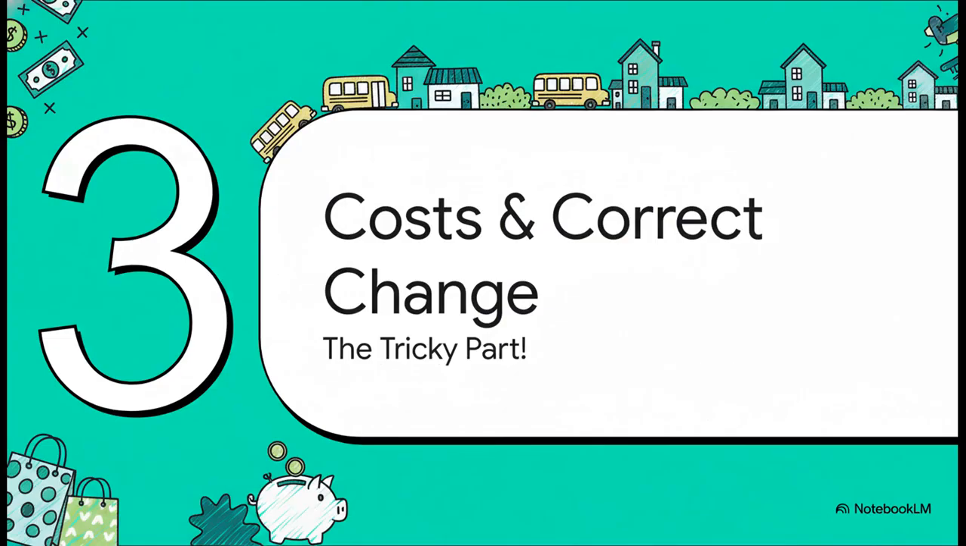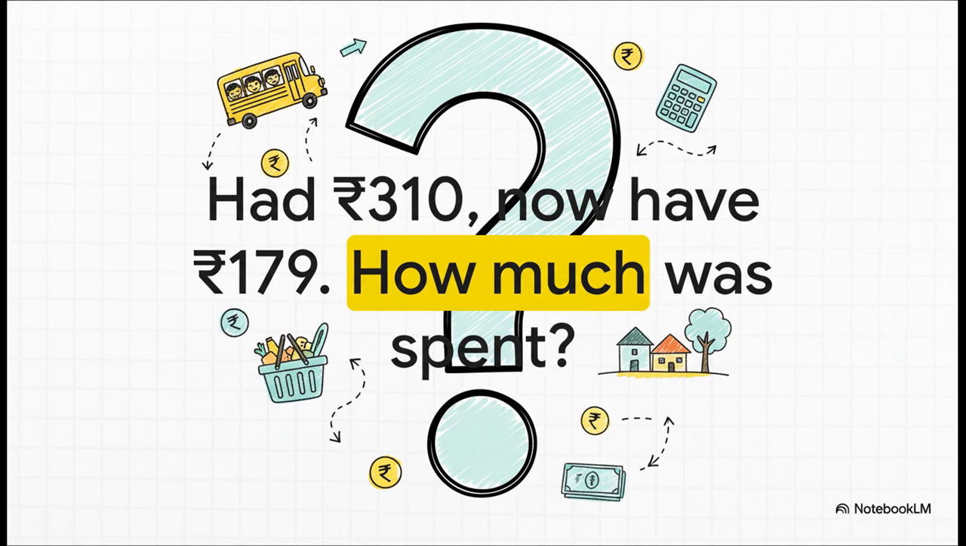Okay, now for what I think is the most important part of shopping, paying the correct amount and making sure you get the correct change back. Trust me, this is a skill you will use your entire life. All right, let's figure this one out. Daisy and Lou started with 310 rupees. After buying their food and gifts, they only have 179 rupees left.